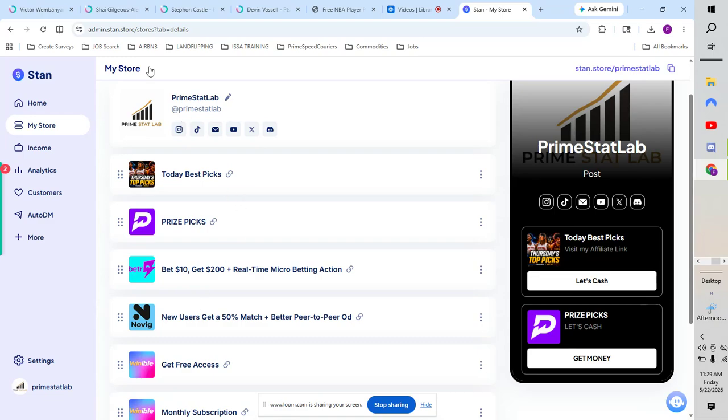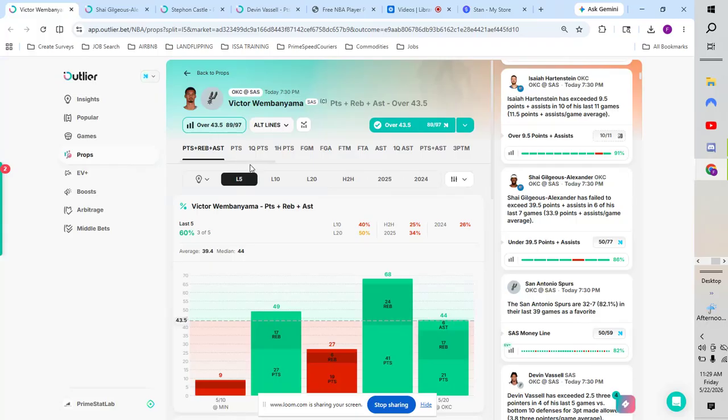Now, let's go back to Victor Wembanyama and dive deep into him real quick. We said this is a ceiling volatility play. Here's why that matters: when he erupts, everything spikes, scoring, rebounds, assists. That's what separates him from normal stars.